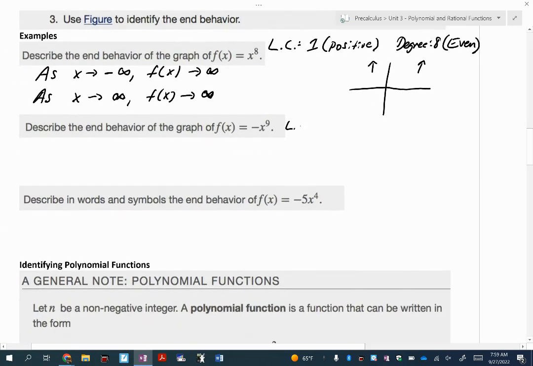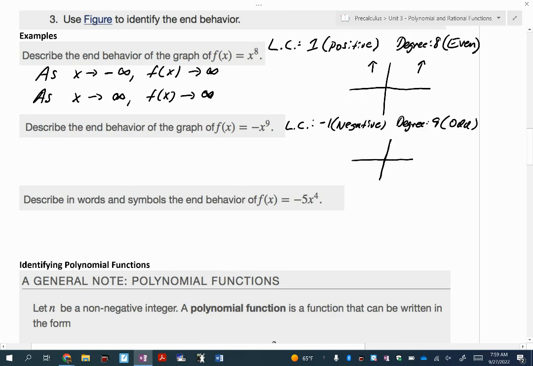So let's try another one. The leading coefficient this time is -1 again. What I care about is that it's negative. And then the degree is 9, which is odd. So the sketch here might be a little trickier.